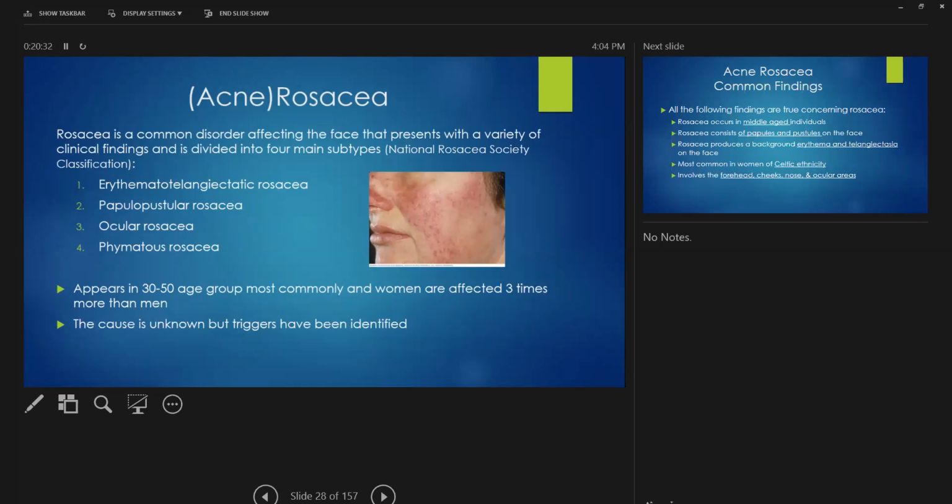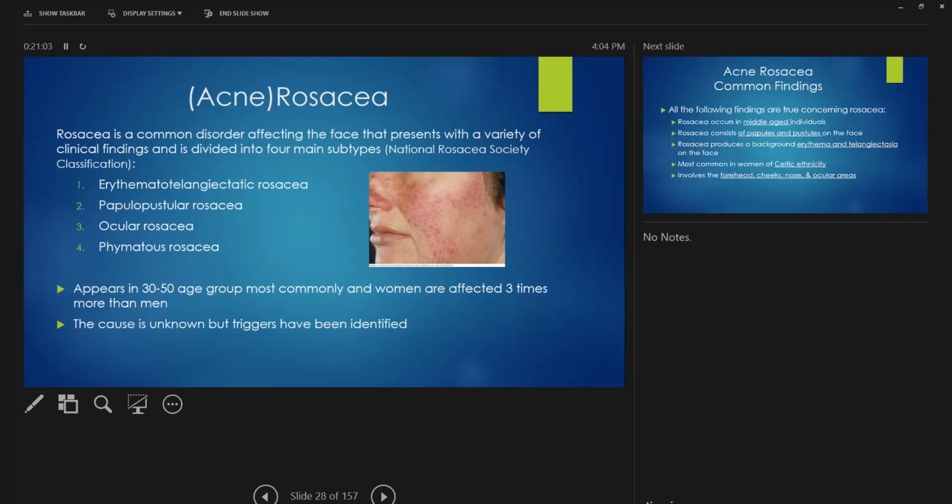Rosacea. So rosacea is kind of one of those acne-like disorders, but rosacea is this redness on the face. There's a whole bunch of different types of rosacea, which we'll talk about. There's telangiectatic rosacea, there's papular-pustular rosacea, there's ocular rosacea, and there's phymatous rosacea. So we'll talk about all of them.